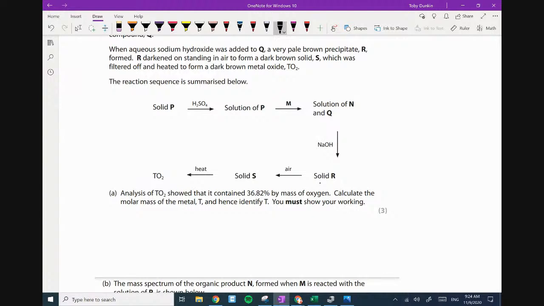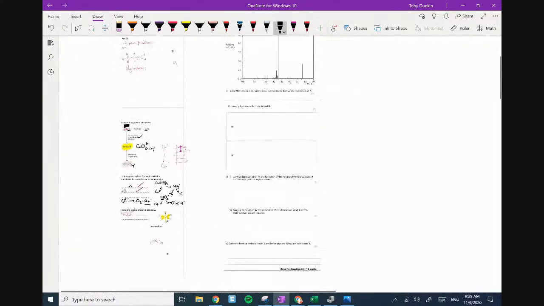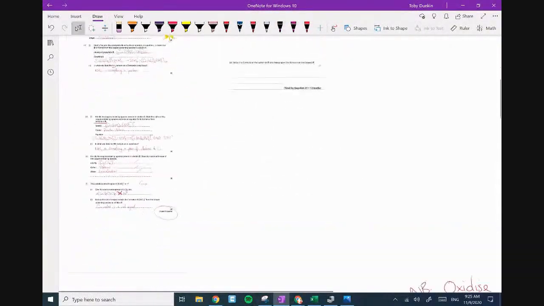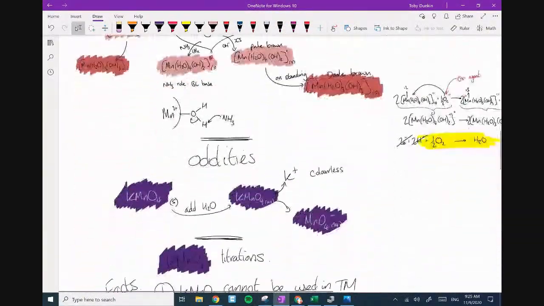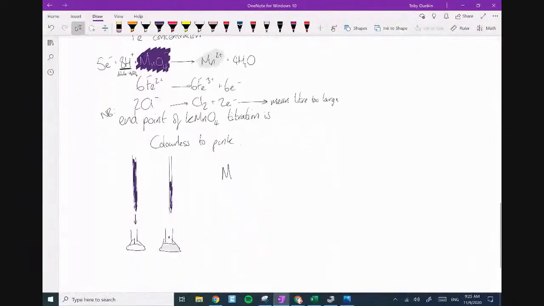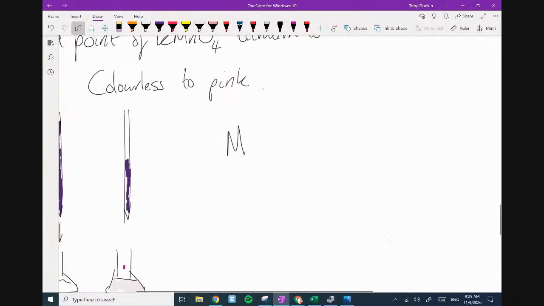On standing with air, but the thing is, air is an oxidizing agent. It shouldn't do that. Oh, hang on. Mn2 plus. Oh, they're oxidizing it. Okay, sorry, that makes more sense. I've realized my lesson's come to an end. You guys can leave and then watch it back to finish.